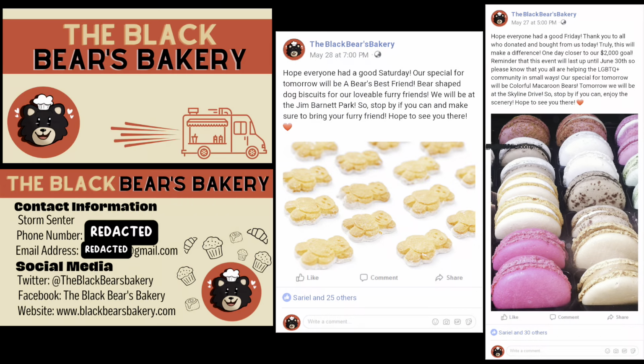Next is the continuation of the truck, the Black Bear truck, where we had to make our own little business card for the truck, as well as some fake Facebook posts about the stuff that we would be selling and any deals or challenges that we ended up doing. So I have 2 of the posts, a Saturday, Sunday.